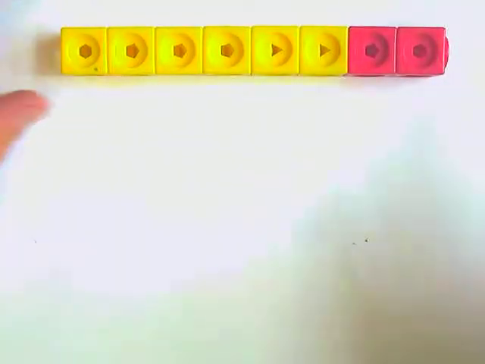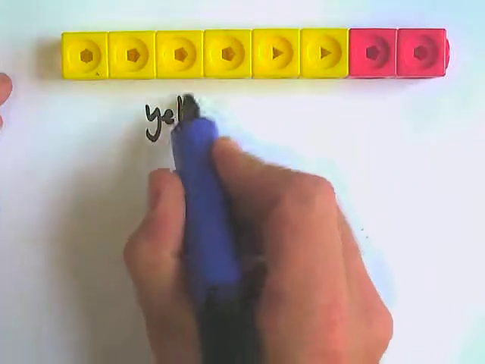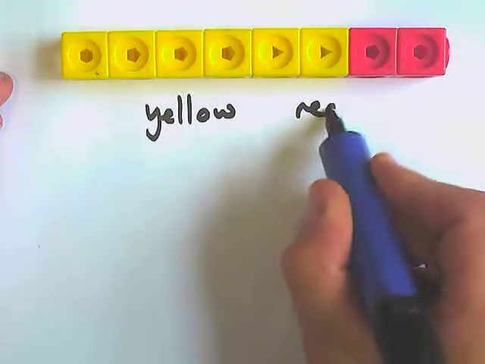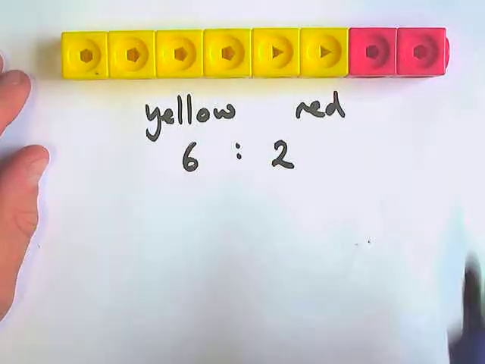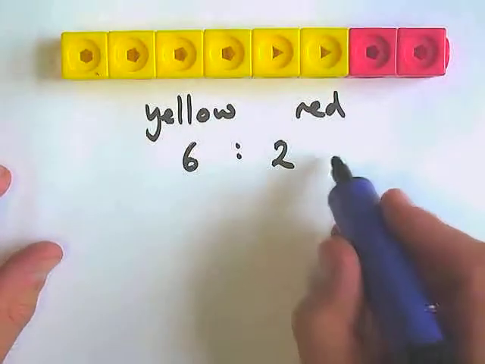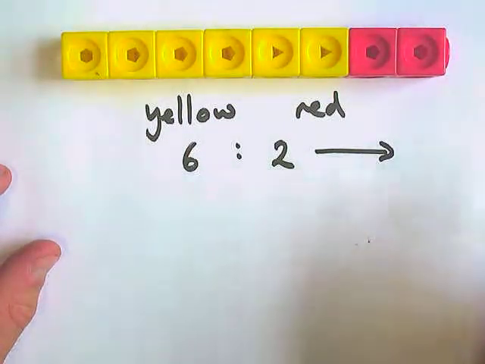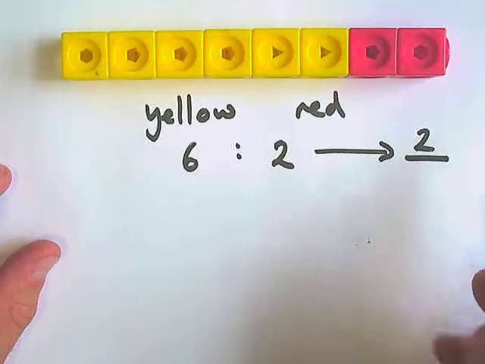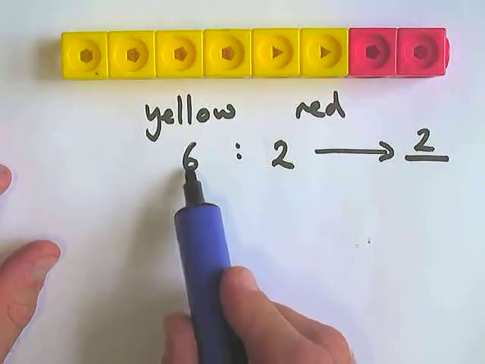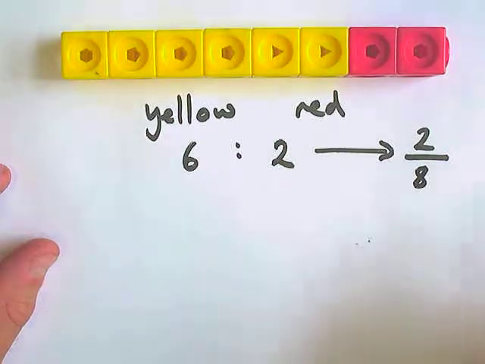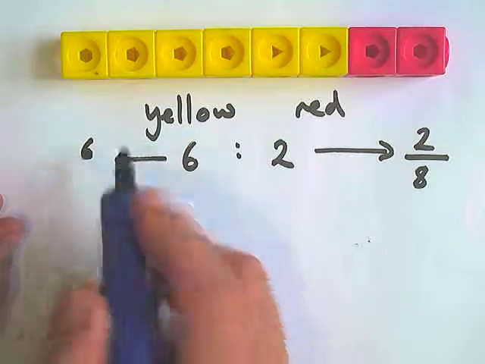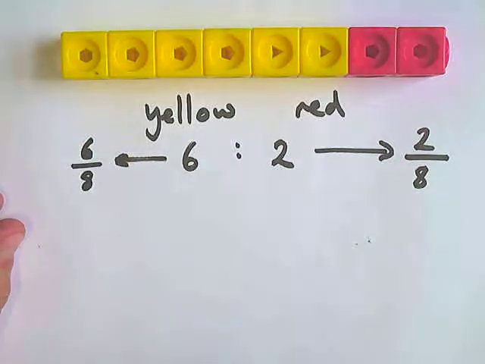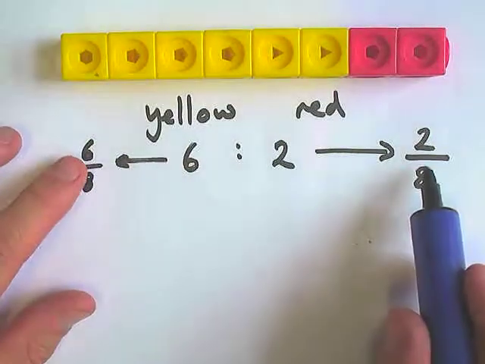Well, here's something that's not in fair shares. We've got yellow and red, and at the moment we've got 6 yellow to 2 red. Let's look at the fractions first. So the fraction that is red is 2 out of, we could add them all up, or we could just notice there's 6 and 2, it must be out of 8. So red is 2/8. Yellow is 6/8. So those are the fractions for the red and the yellow.